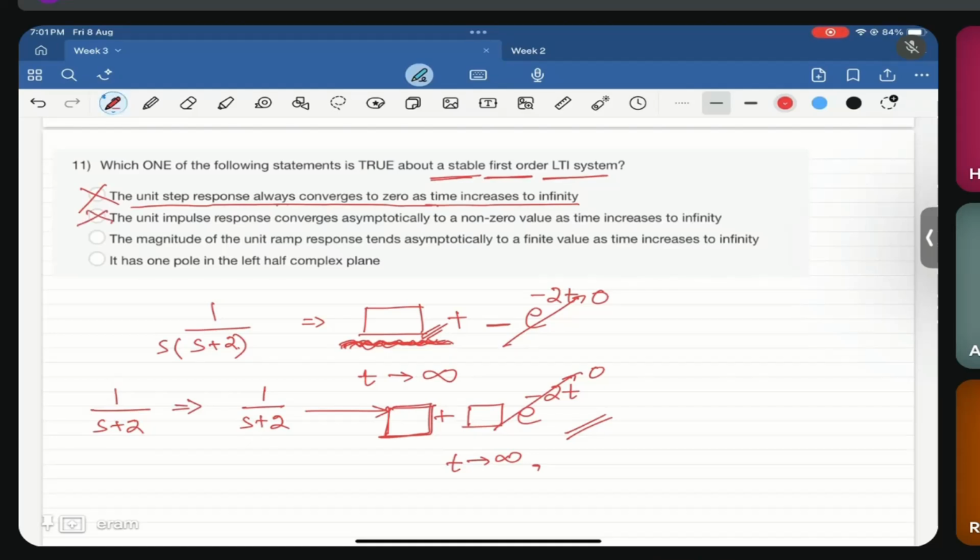What is the third one? The magnitude of the unit ramp response tends asymptotically to a finite value as time increases to infinity.